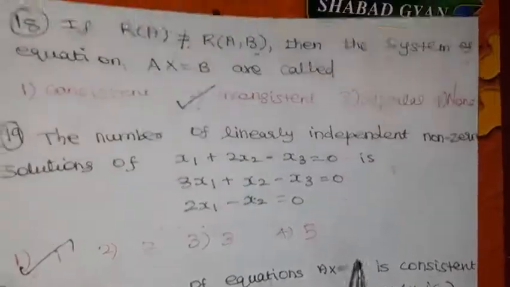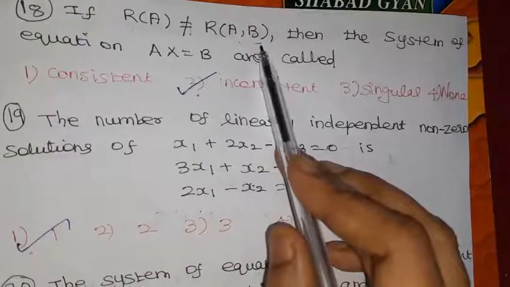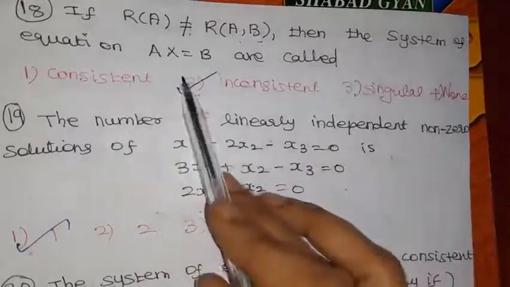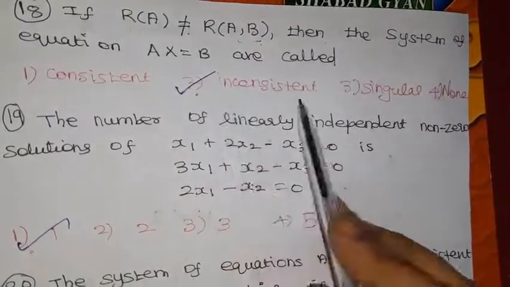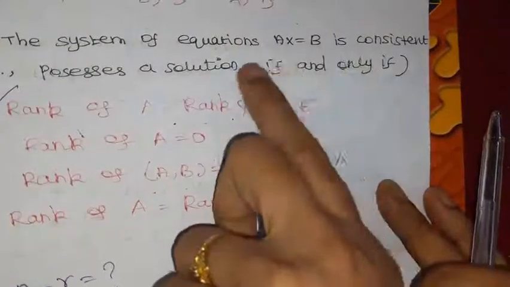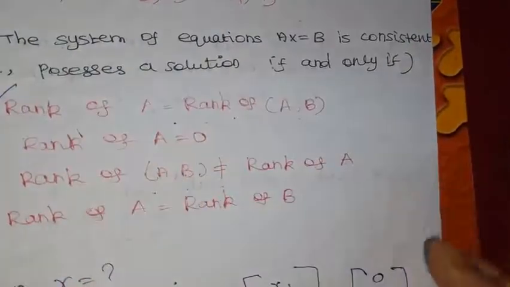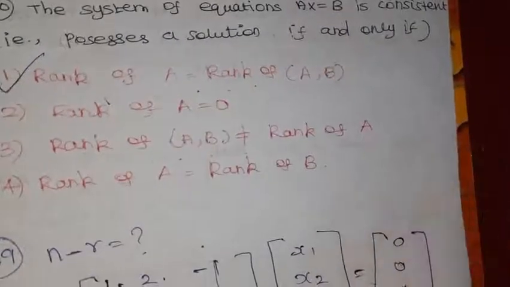Previously, what we have seen: rank of A not equal to rank of AB means the system of equations AX equal to B is inconsistent. If it is not equal, it is inconsistent. If it is equal, then it is consistent, which means rank of A equals rank of AB. Option 1 is the right option.